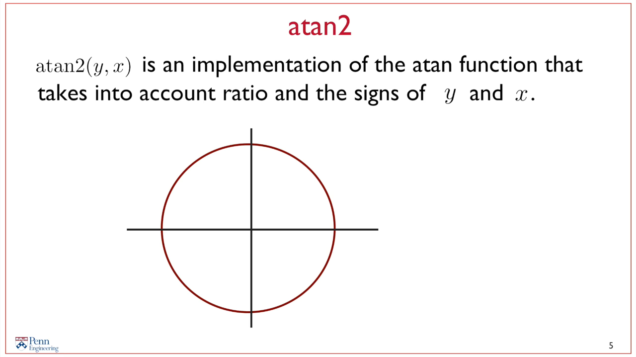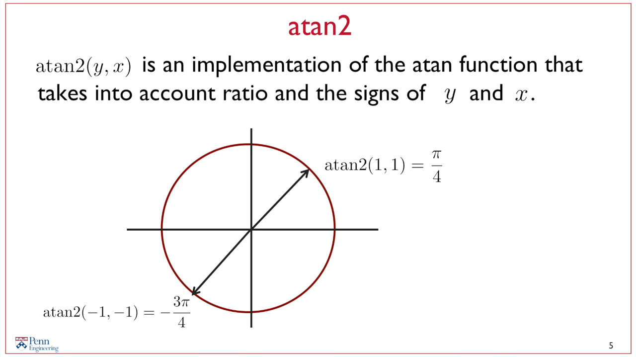The atan2 function is an adaptation of the atan function that takes two inputs, y and x, and determines the resulting angle theta based on the ratio as well as the signs of y and x. Thus, atan2 of 1 and 1 will return pi over 4, while atan2 of negative 1 and negative 1 will return negative 3 pi over 4.